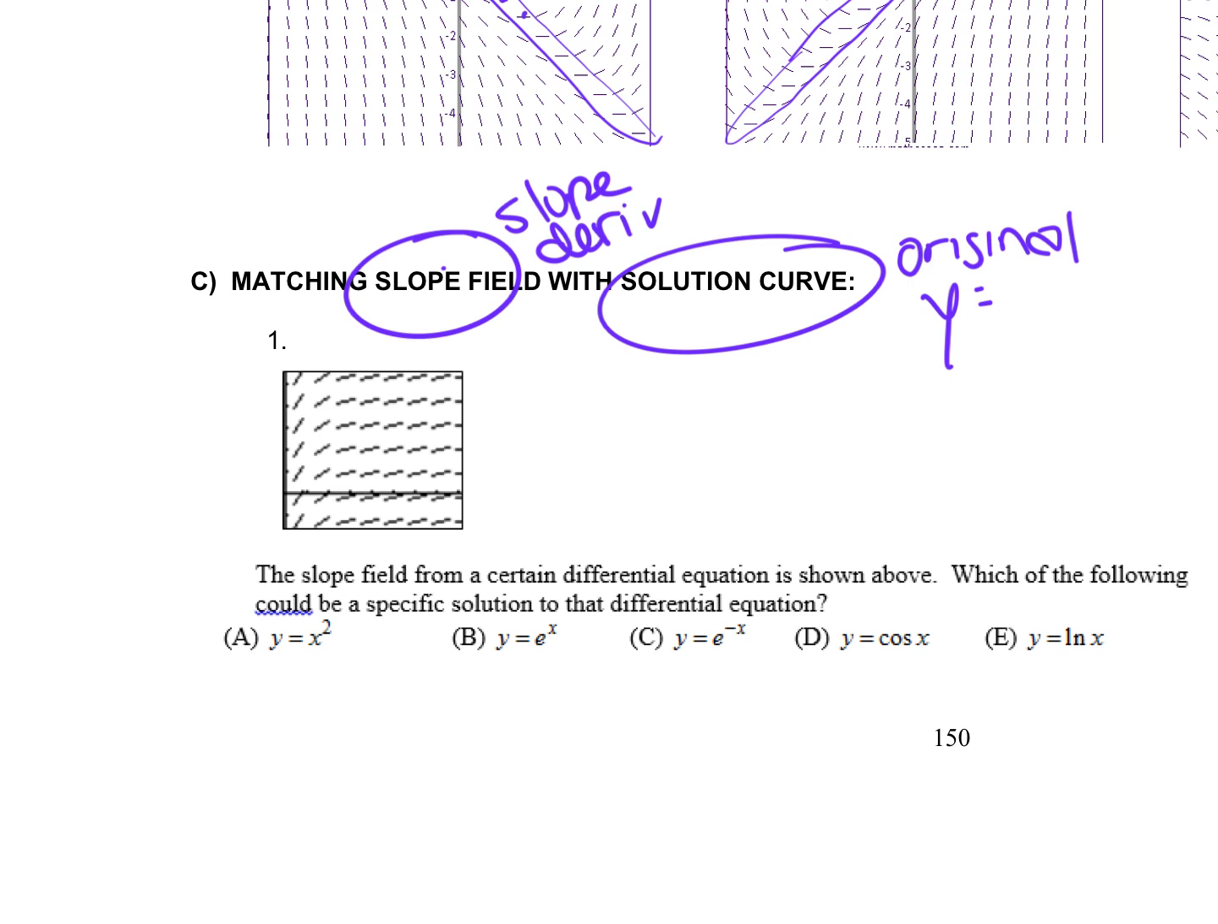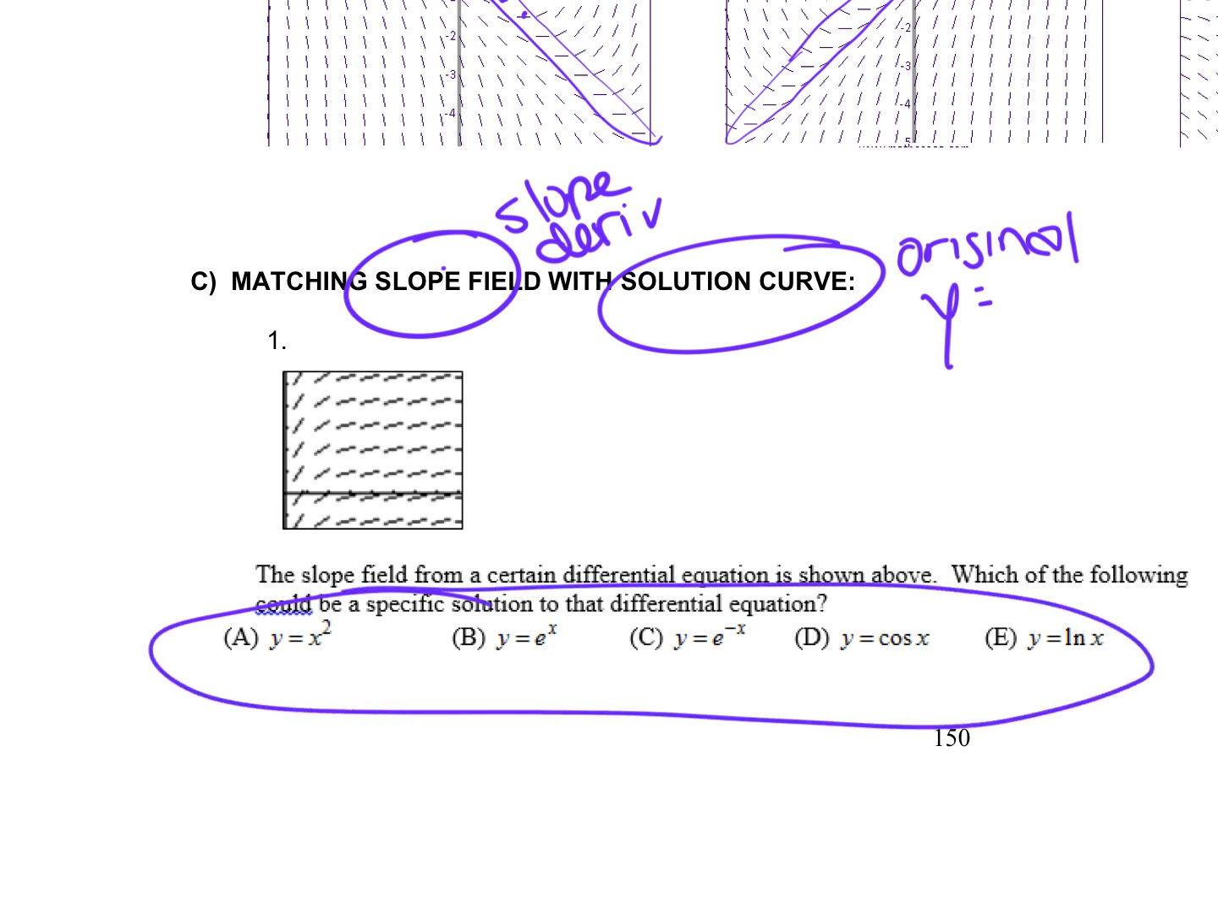So they are not giving you, in the answers here, these are not going to match the way we just matched in the last section with the slopes, because these are not the slopes. This is the original equation. So this is the integrated version, okay?